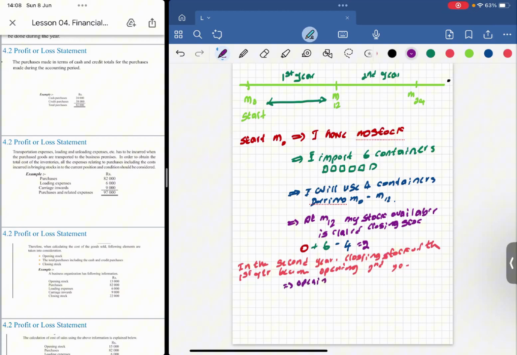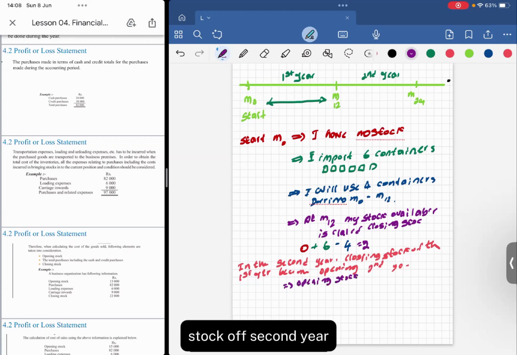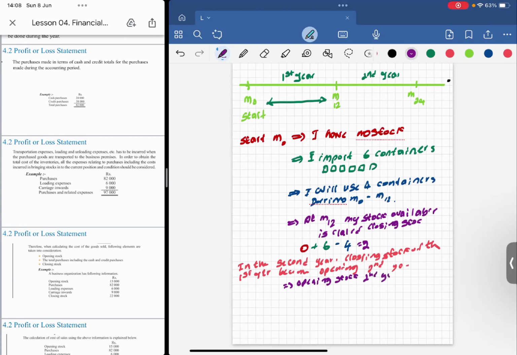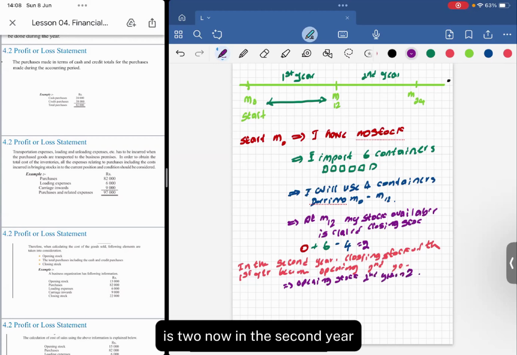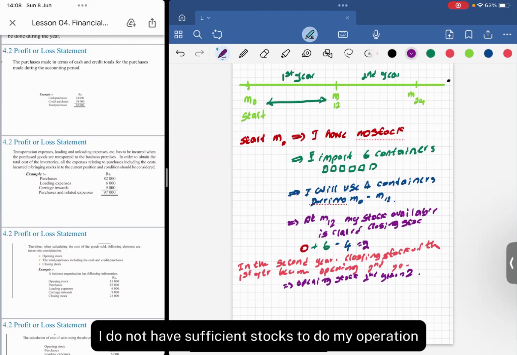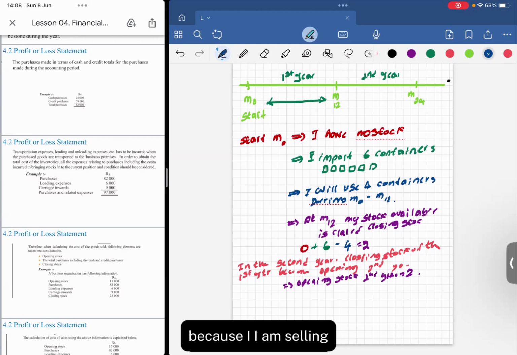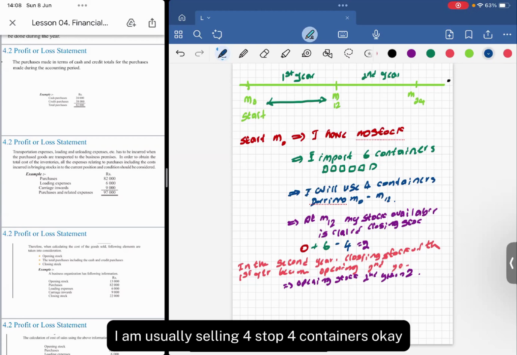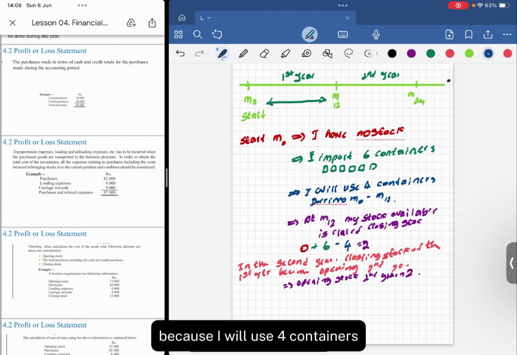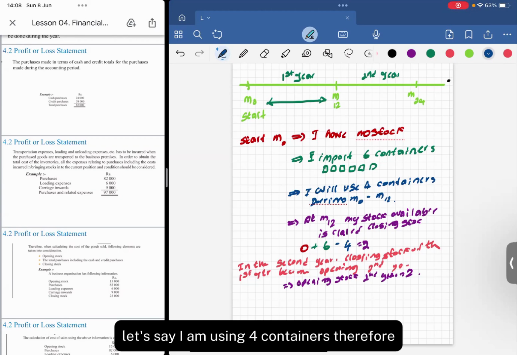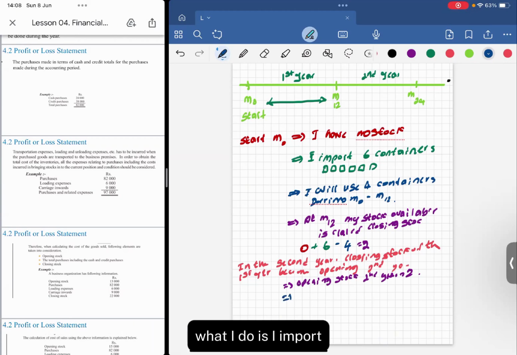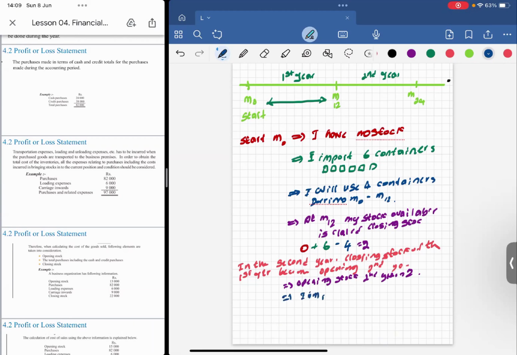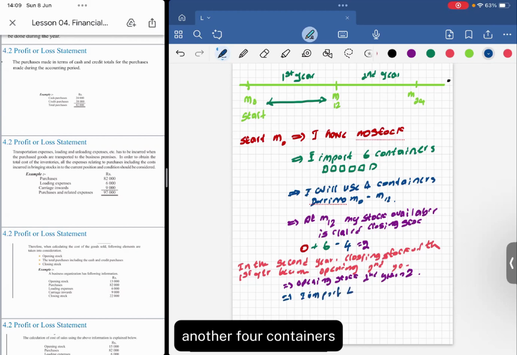Opening stock of the second year is 2. Now in the second year, I do not have sufficient stock to do my operation, because I usually sell 4 containers during month 0 to month 12, and this year also, let's say I am using 4 containers. Therefore, I import another 4 containers.